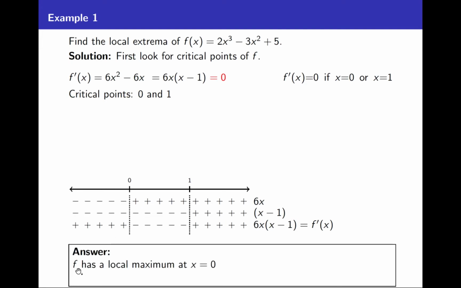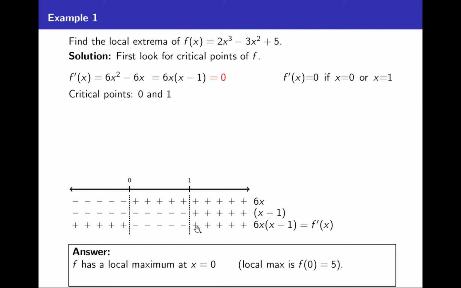So that's the first part of our answer. F has a local maximum at x equals 0. And remember, the local maximum is really a y value. So we should note here that that local maximum is f of 0. And if you plug 0 into f, you get 5. So good, we have a local maximum at x equals 0.